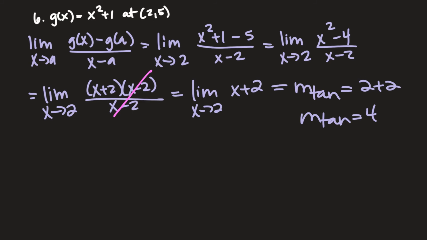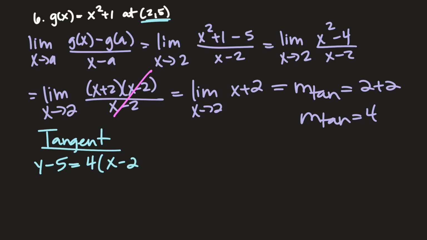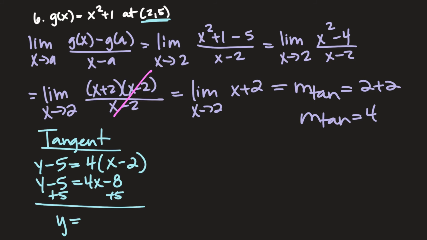So if I want to find the tangent line, we'll do tangent first. I'm going to use point slope formula because it's the easiest for me. You can use y equals mx plus b, find b, and then rewrite the line. Doesn't really matter. But I'm going to use point slope. So remember, our point was given. So I have y minus 5 is equal to my slope times x minus the x coordinate 2. So I have y minus 5 is equal to 4x minus 8. Add 5 to both sides, and we get that the tangent line is y equals 4x minus 3.